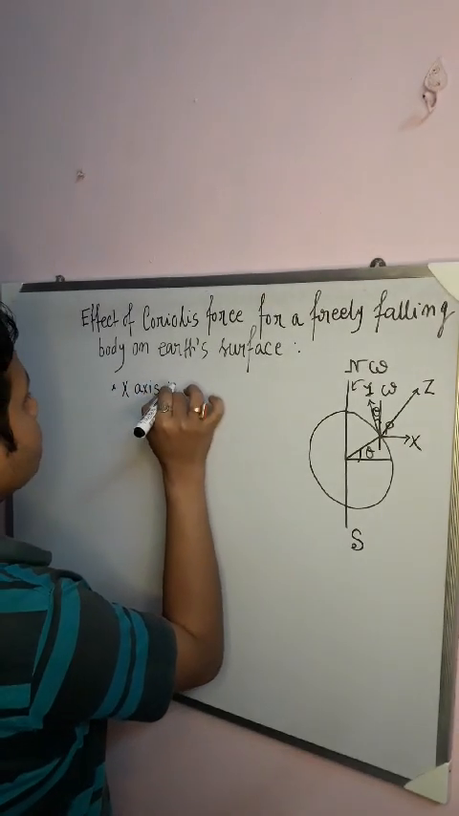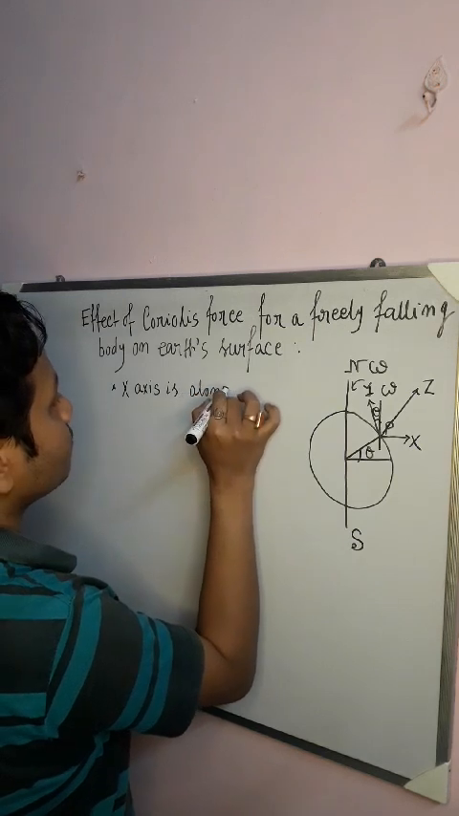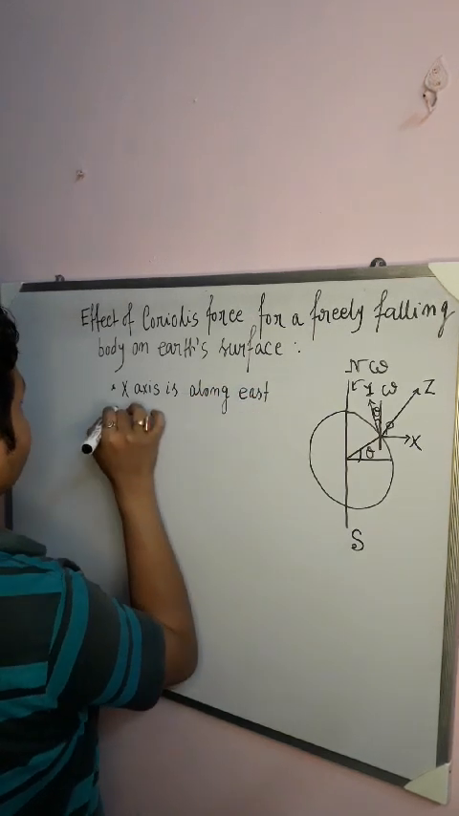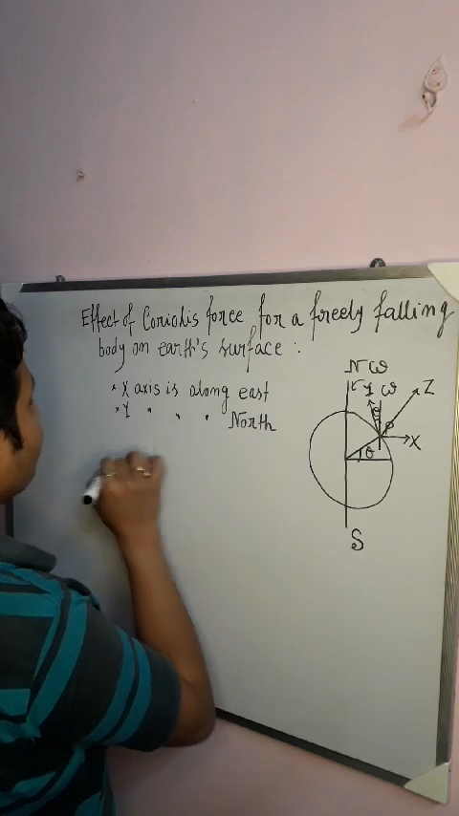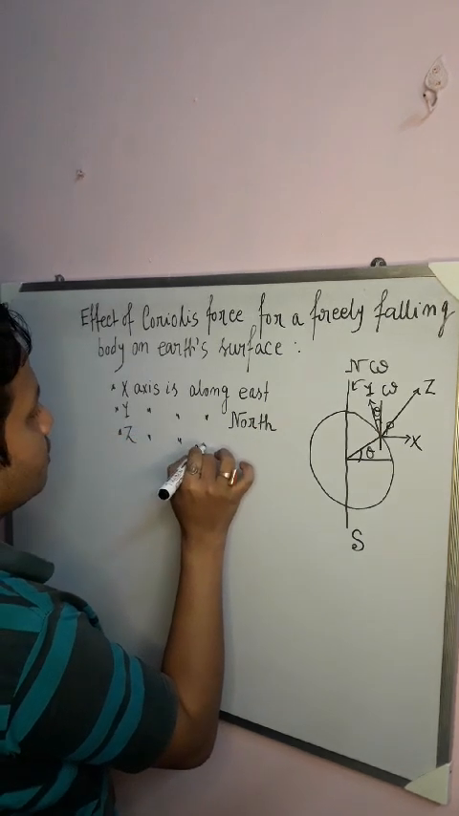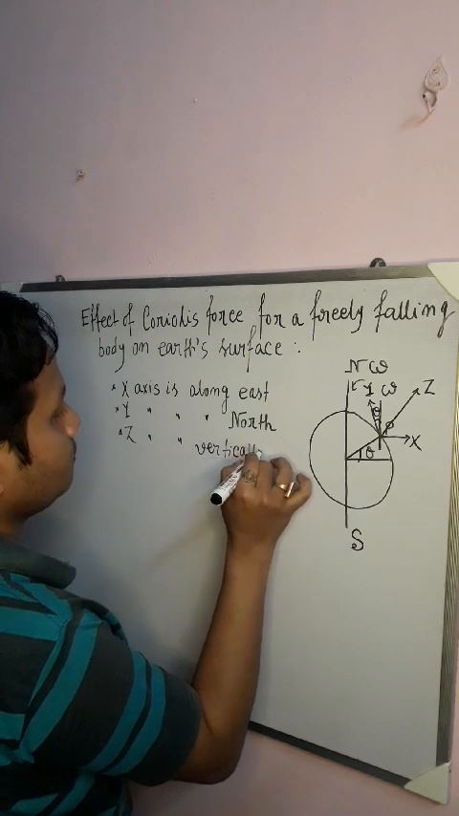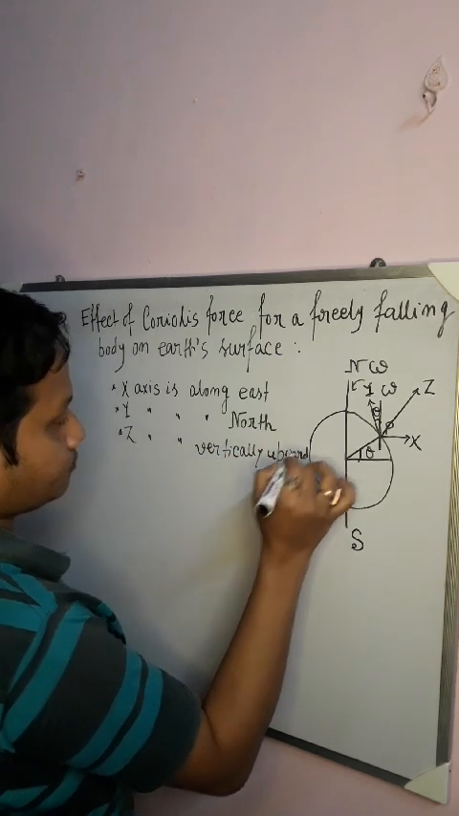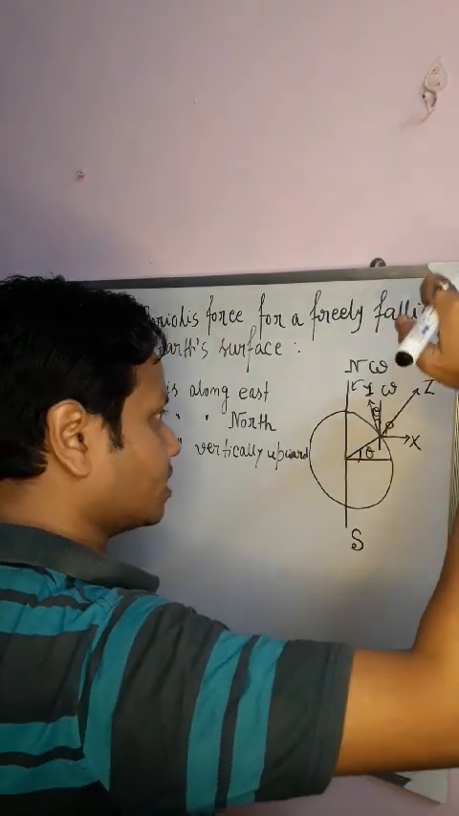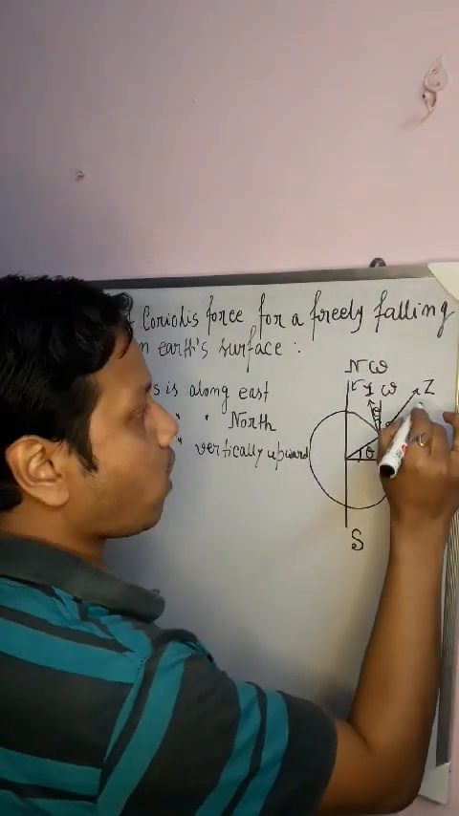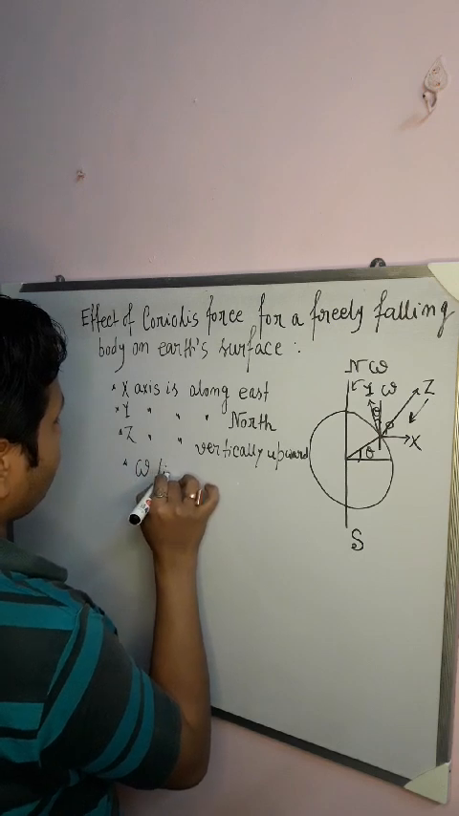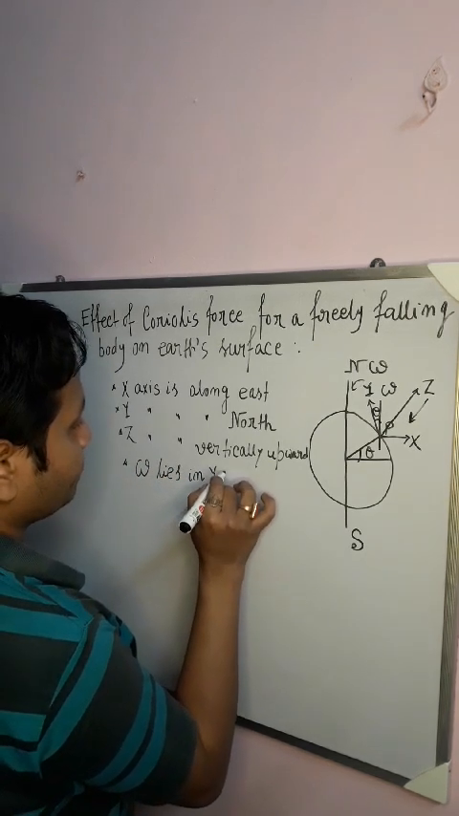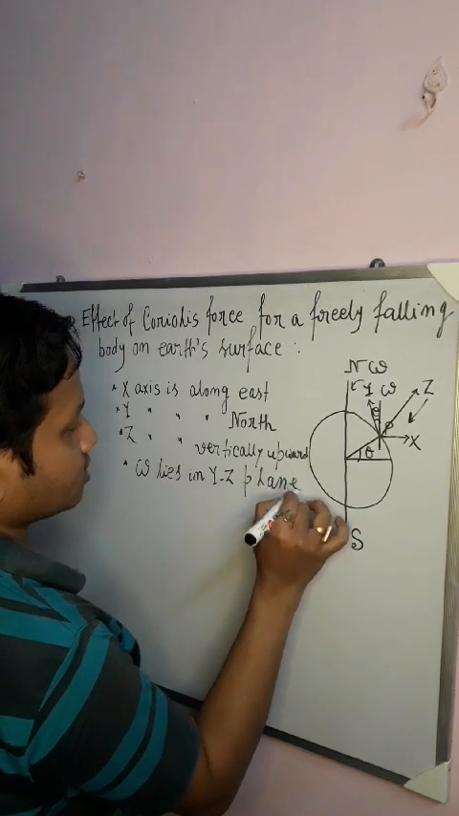So remember, the x-axis is along east, the y-axis is along north, the z-axis is vertically upward. That means we have to throw an object from the z-axis so that it can fall freely on Earth's surface, along this way. And omega lies in the yz plane. That means it has no x component.